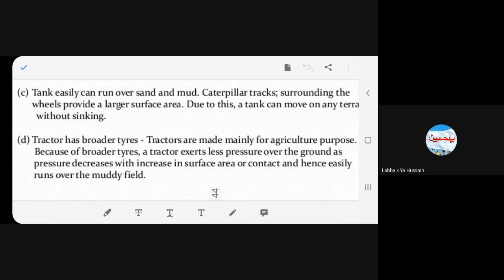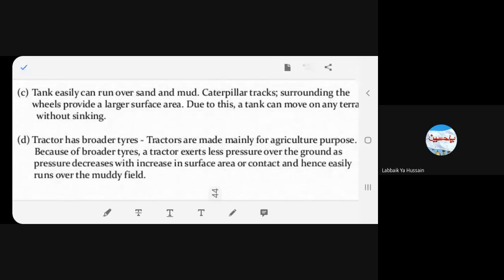Tractor has broader tires. Tractors are made mainly for agriculture purpose. Because of broader tires, a tractor exerts less pressure over the ground, as pressure decreases with increase in surface area of contact. Hence, it easily runs over the muddy field.